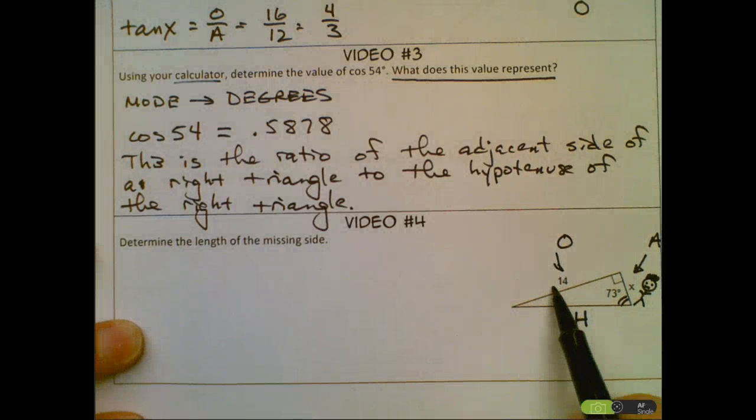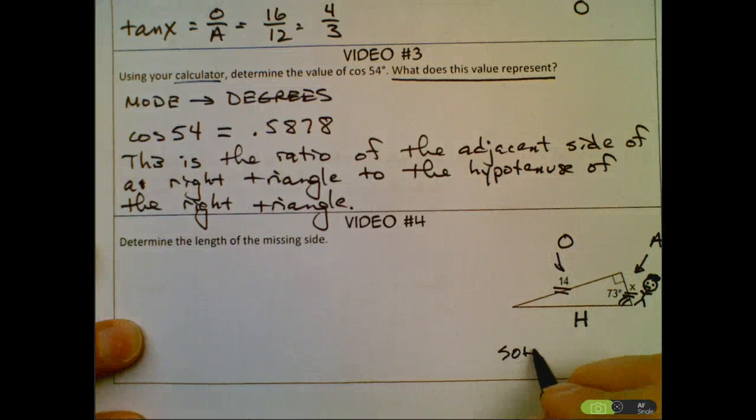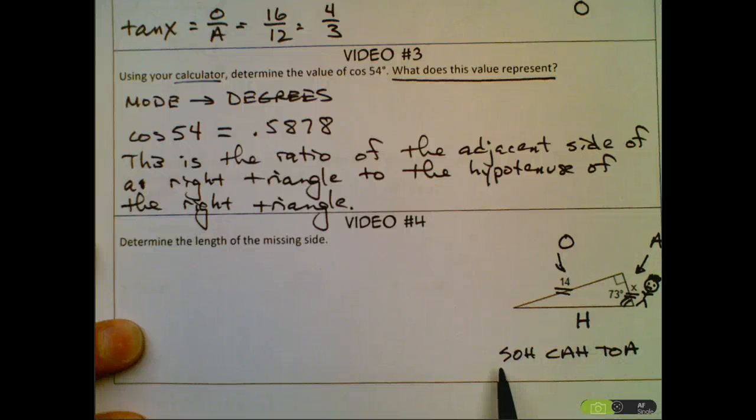So we're dealing with the opposite side, and we want to find the adjacent side. So what we want to ask ourselves is, which trig function is going to use the opposite side and the adjacent side? Well, if we go back to our SOHCAHTOA, we see that the sine uses the opposite and the hypotenuse. Well, we don't want that. We want opposite and adjacent. The cosine uses adjacent and hypotenuse. Again, we don't have the hypotenuse, so we don't want to use that. But the tangent uses the opposite and the adjacent.